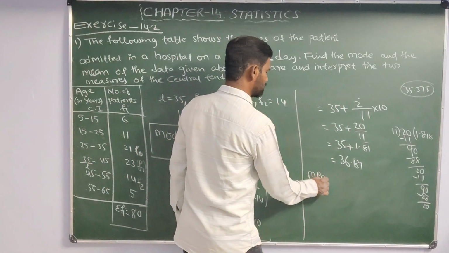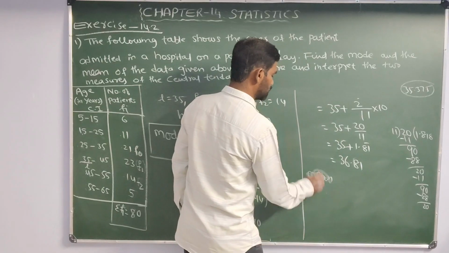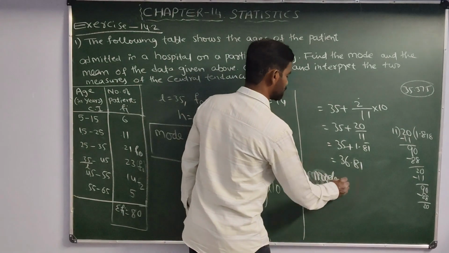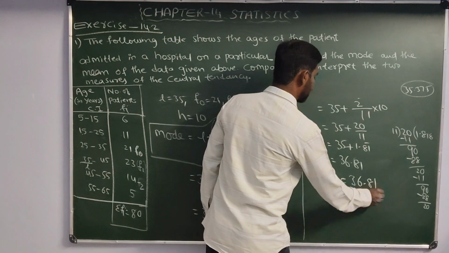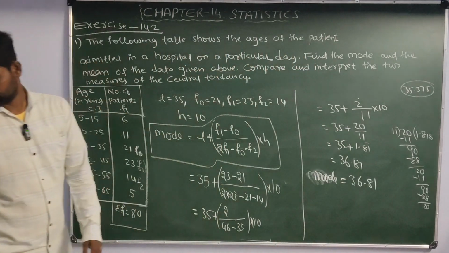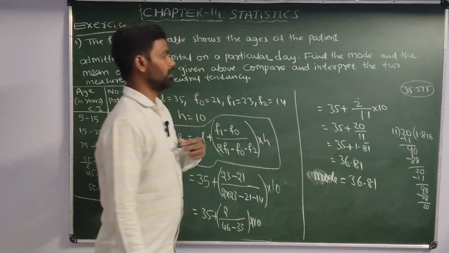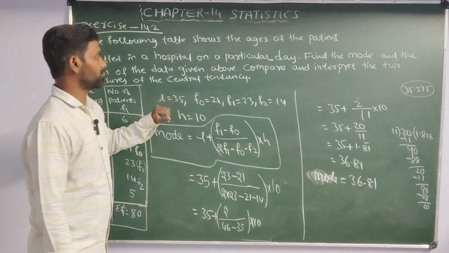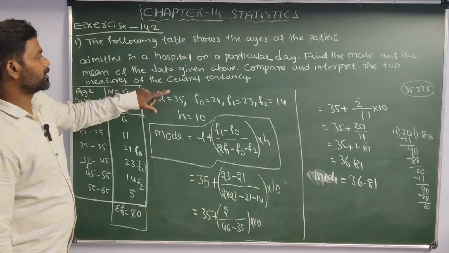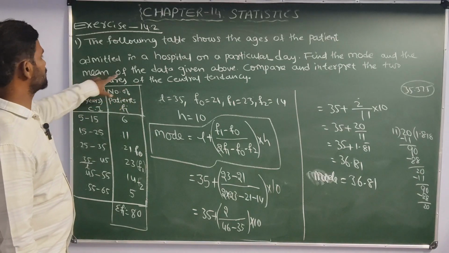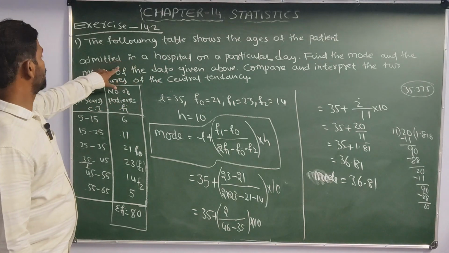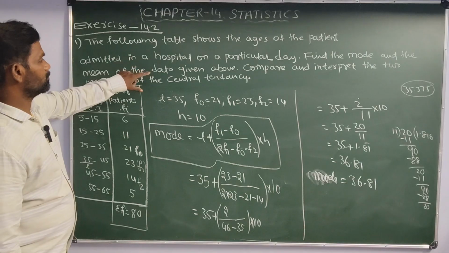So mode is equal to 36.81 and mean is equal to 35.375. So compare and interpret the two measures. So what we have to write here is the following table.